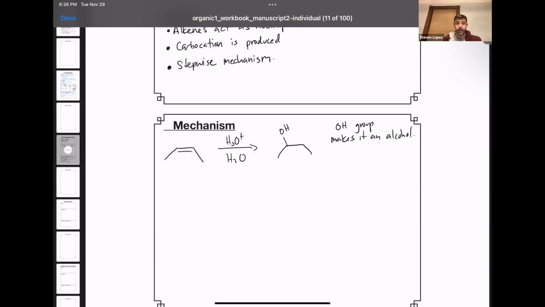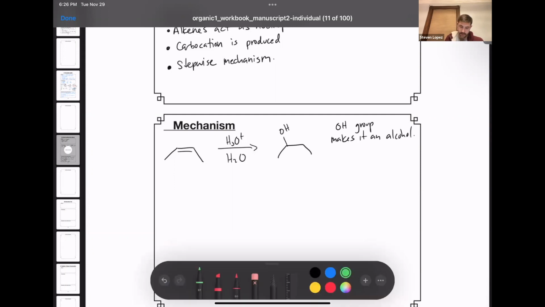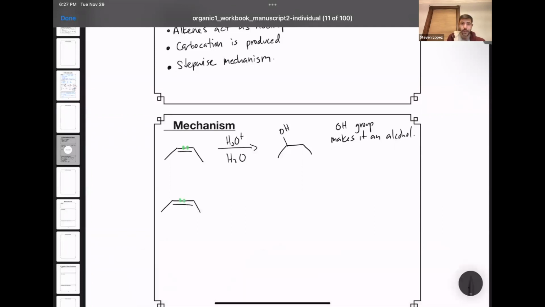Okay, so let's dig into the mechanism. Here's the mechanism. Like I said before, the two electrons in the pi bond are the nucleophiles, so I'll show those here in green. These two electrons attack the hydronium molecule. These electrons come and attack the hydrogen, the acidic hydrogen, and then move the two electrons from the hydrogen-oxygen bond back onto the OH2, onto the water.